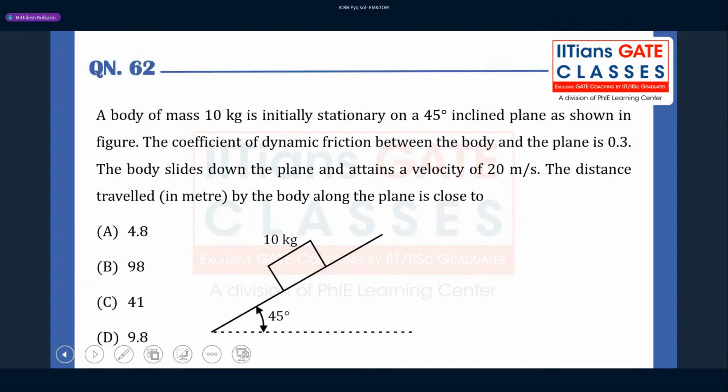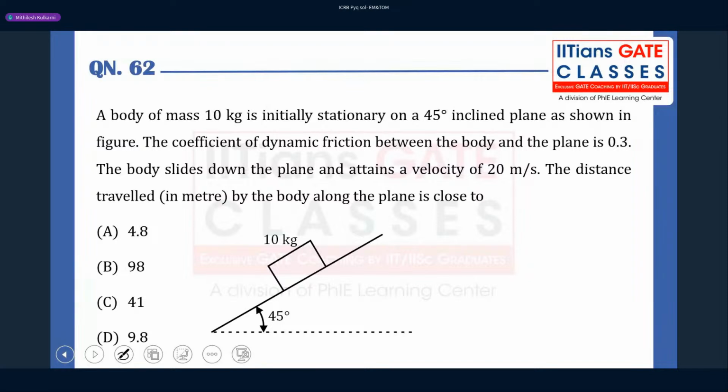We have one more question, again from friction. A body of mass 10 kg is initially stationary on a 45-degree inclined plane as shown in this figure. The coefficient of dynamic friction between the body and the plane is 0.3. The body slides down the plane and attains a velocity of 20 meters per second. The distance traveled in meters by the body along the plane is close to.